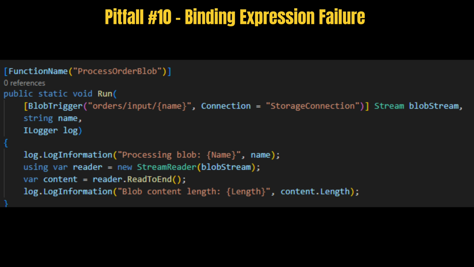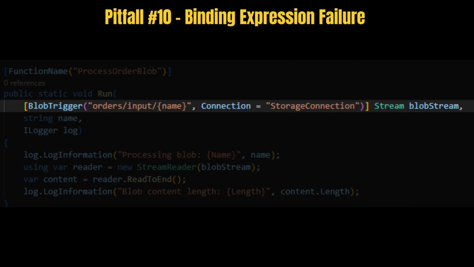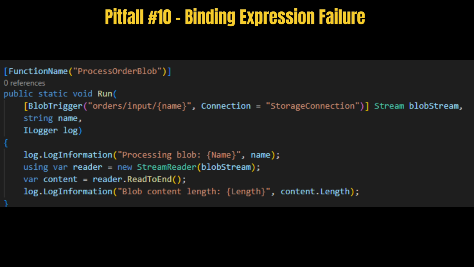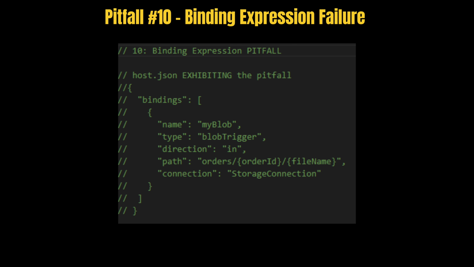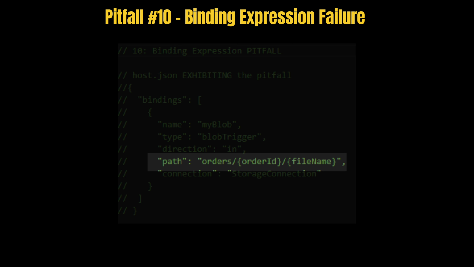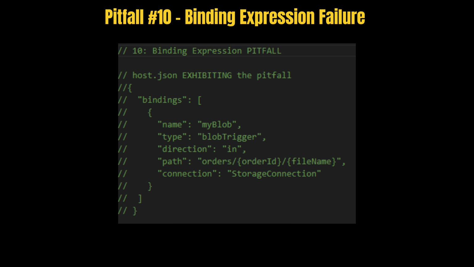This usually happens when a binding expression can't resolve. For example, blob trigger paths like container/{name} must match the runtime's expected values. If the parameter is missing, misnamed, or too complex, the function never registers. The blob path parameter doesn't resolve, function not discovered. This is the host.json configuration for the function that is exhibiting this pitfall or behavior. The order ID and file name are placeholders. If the blob doesn't match exactly, or if the runtime can't bind the parameters, your function silently disappears from the host. Binding expression mismatch is silent failure.